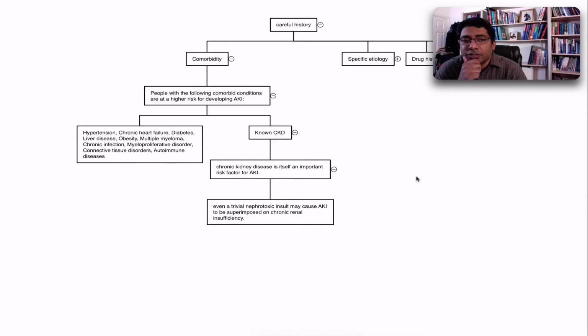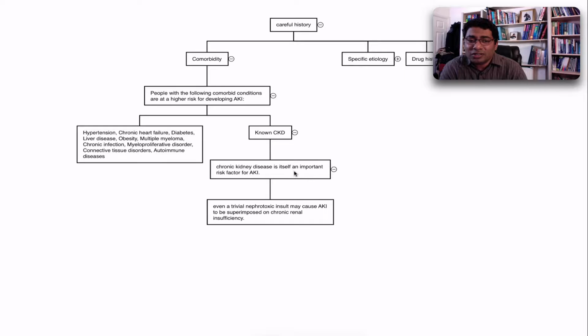Now, various factors to be considered in history. I would take quite a detailed history about comorbidity, specific etiologies, drug history, and social history. In comorbidity, people with these following comorbidities are at a high risk of developing AKI: hypertension, chronic heart failure, diabetes, liver disease, obesity, multiple myeloma, chronic infections, myeloproliferative disorder, connective tissue disorder, autoimmune disease. Or they fall into known chronic kidney disease.